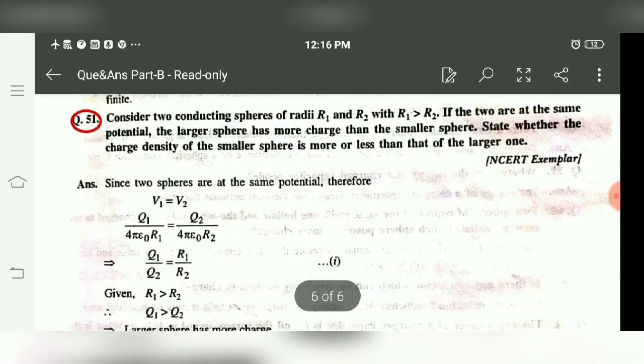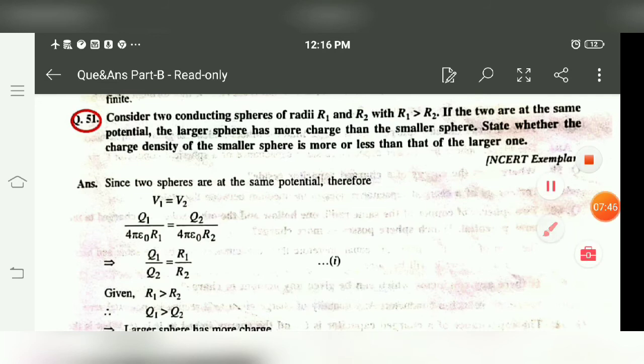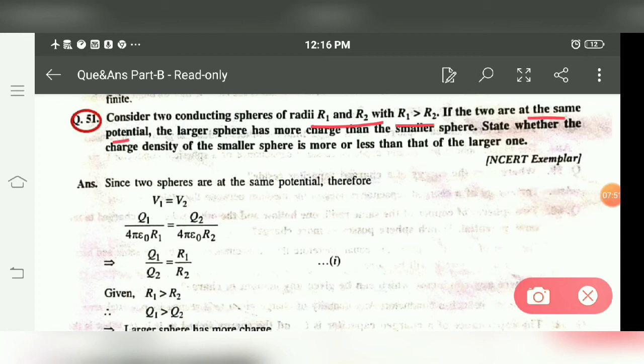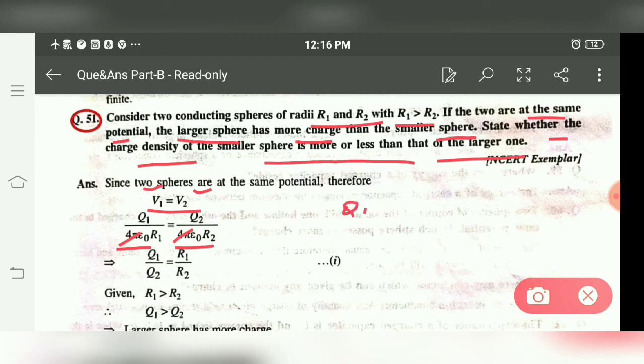Next case, consider two conducting spheres, radii r1, r2, where r1 is greater than r2. If the two are at the same potential, the large sphere has more charge than the smaller sphere. State whether the charge density of the smaller sphere is less than or more than the larger. Both have the same potential, V1 equals V2. The formula for the potential is charge upon 4 pi epsilon naught into distance. The 4 pi cancels with the 4 pi epsilon naught. We get Q1 by Q2 equals R1 by R2.